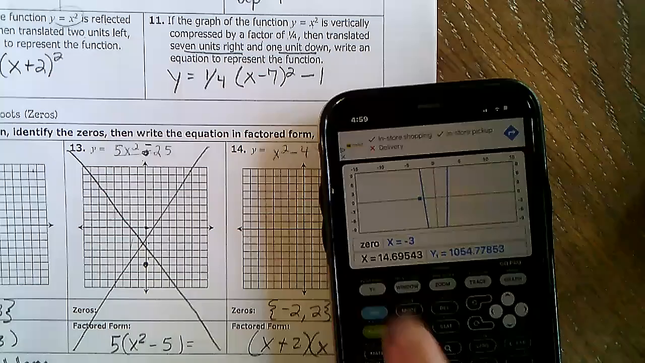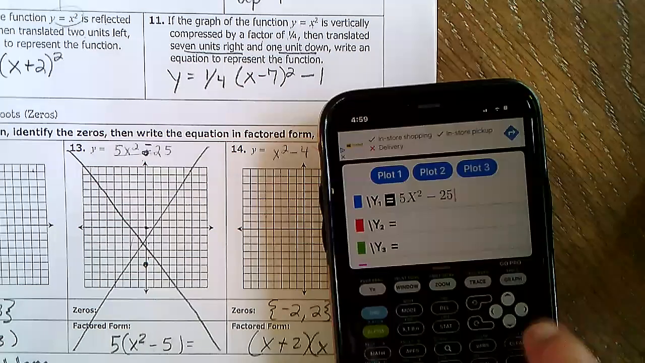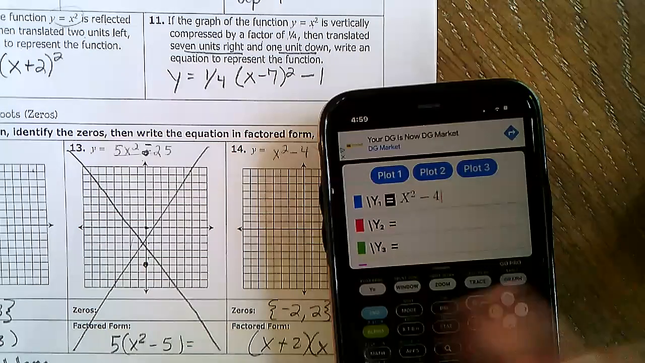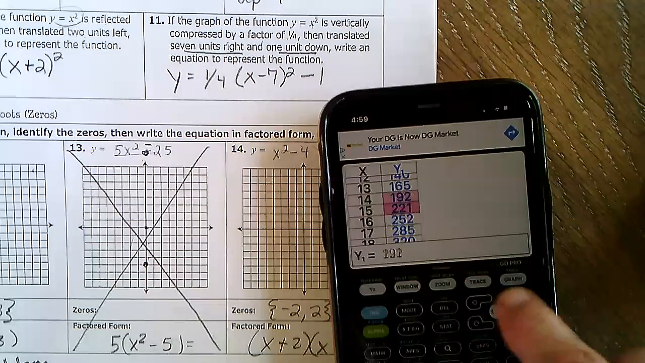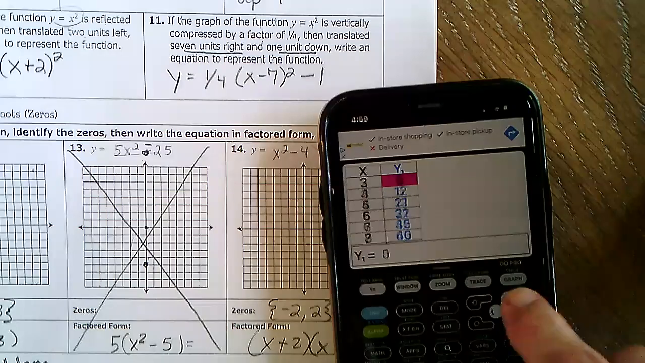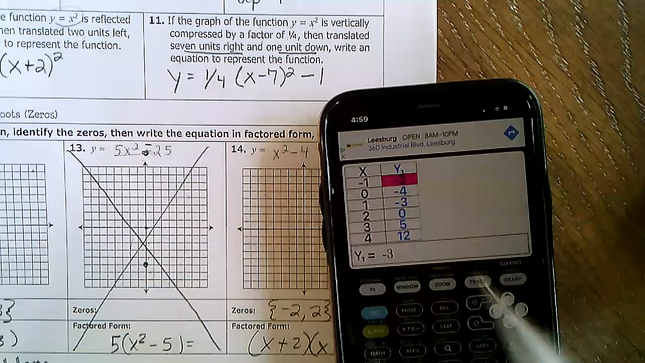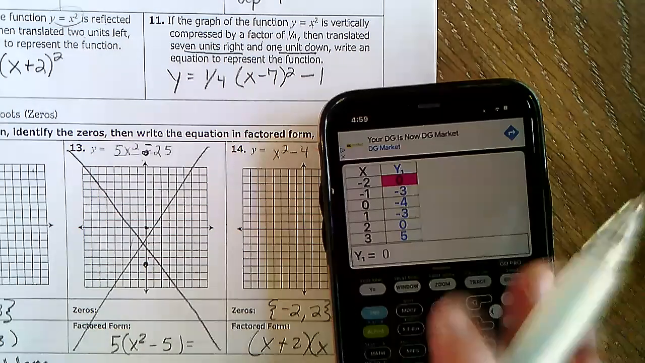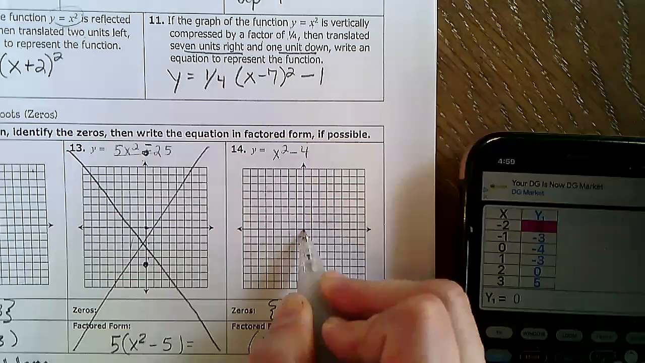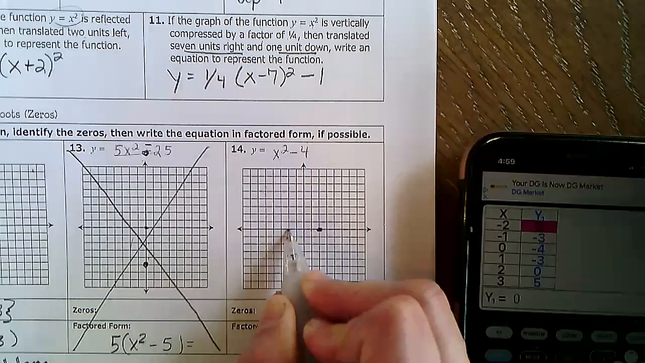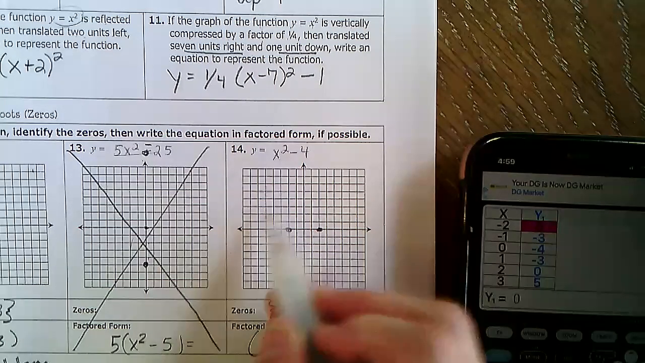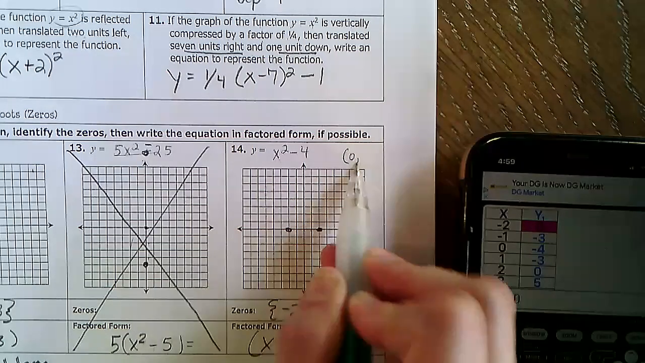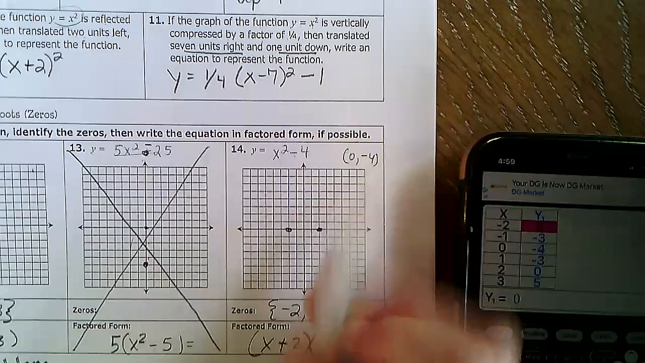But if I graph it, y equals x squared minus 4, and I go to my table, I'm going to be able to see that plus 2, minus 2. There's positive 2, 0. There's negative 2, 0. So 2, 0, negative 2, 0. Those are my zeros. And my vertex is, there's not a b, so my vertex is going to be 0, down 4. 0, negative 4.